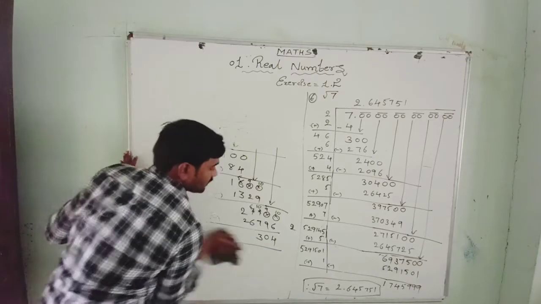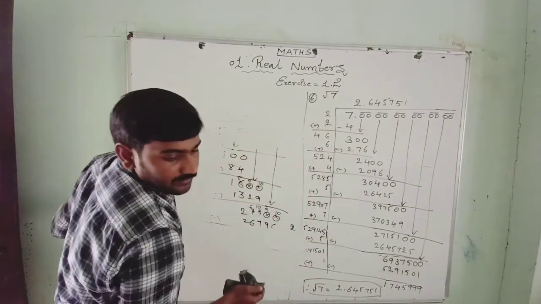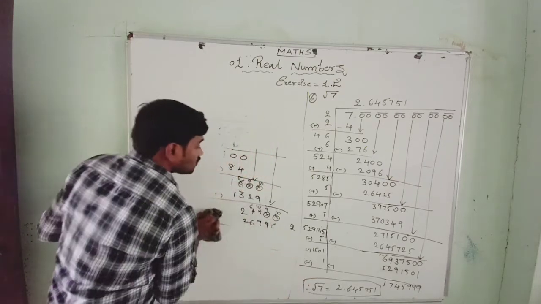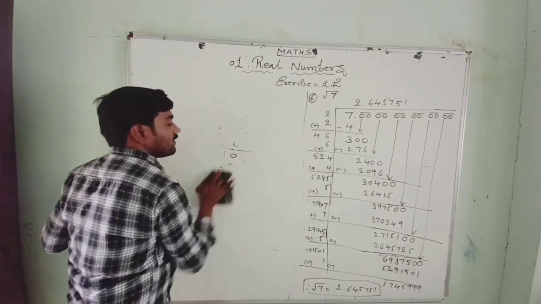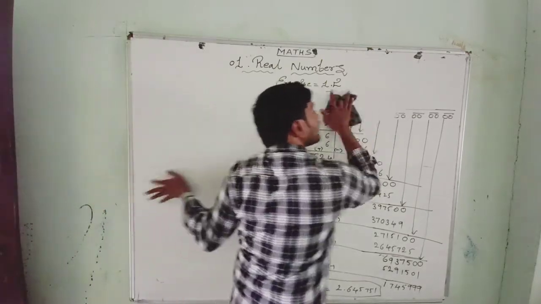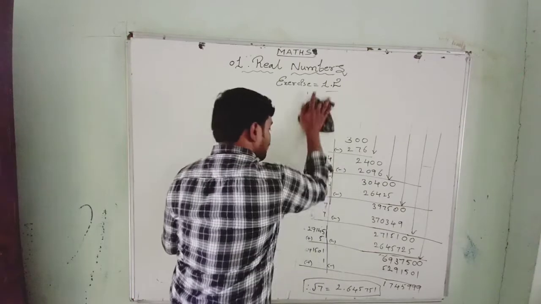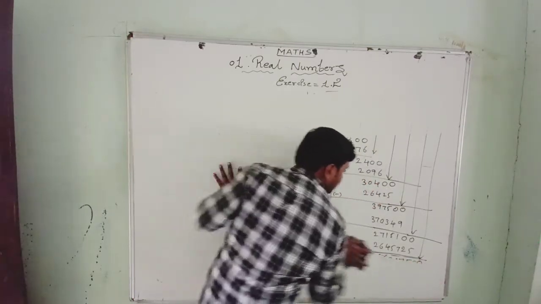Next question, that is, locate root 10 on the number line. So here, locating root 10 on the number line, or locating root 2, root 3, root 5. How to locate the irrational numbers on the number line?